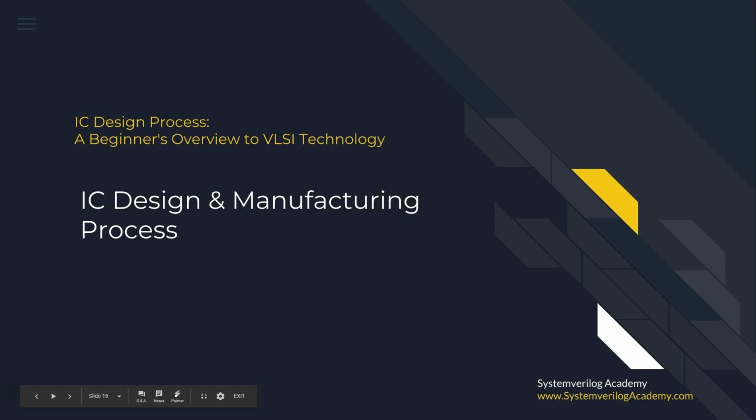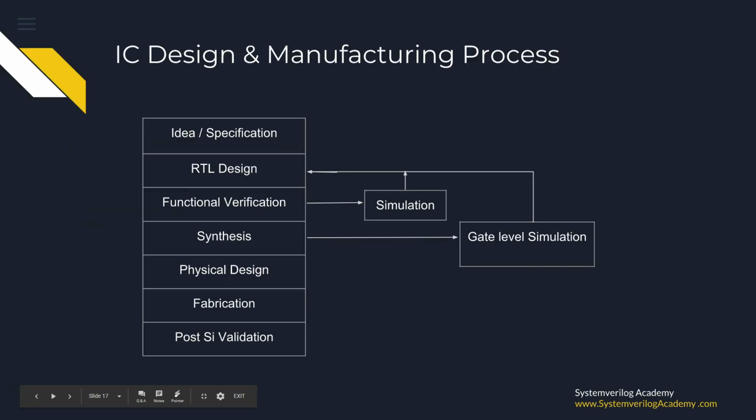IC design and manufacturing process. The process of making ICs can be broadly classified into two: we need to design first and manufacture next. The design process is subdivided into front-end and back-end processes, which consist of specification, design, verification, synthesis, and physical design. Each of these design and manufacturing processes contains many sub-phases, which are explained in the upcoming sessions.